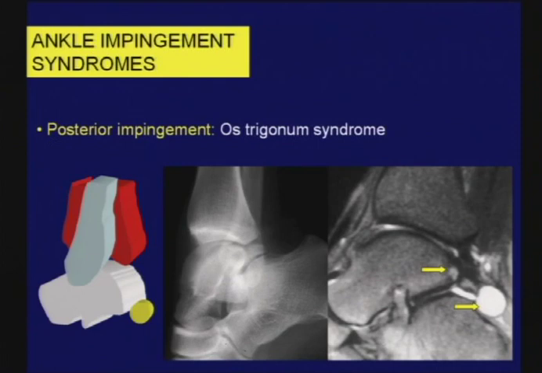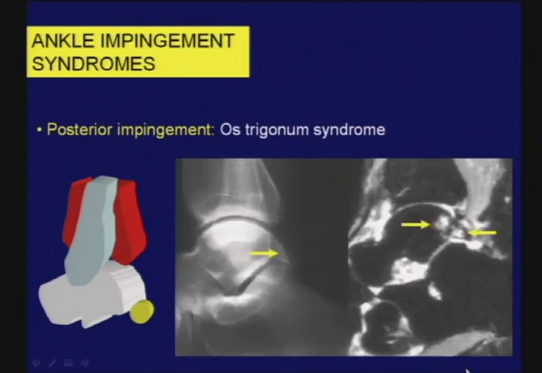Probably the best finding is the one shown here, which are the edematous changes present within the os itself right here and in the subjacent talus. In this case, it was associated with a synovial cyst. Note here, osteophytes, the anteromedial aspect of the talus, suggestive of anterior impingement.